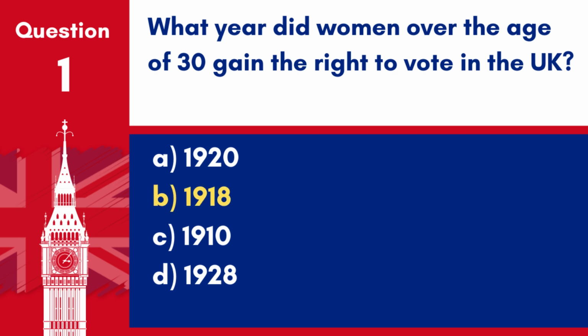Answer. B. 1918. Women over the age of 30 gained the right to vote in the UK in 1918, following the efforts of the suffragette movement.